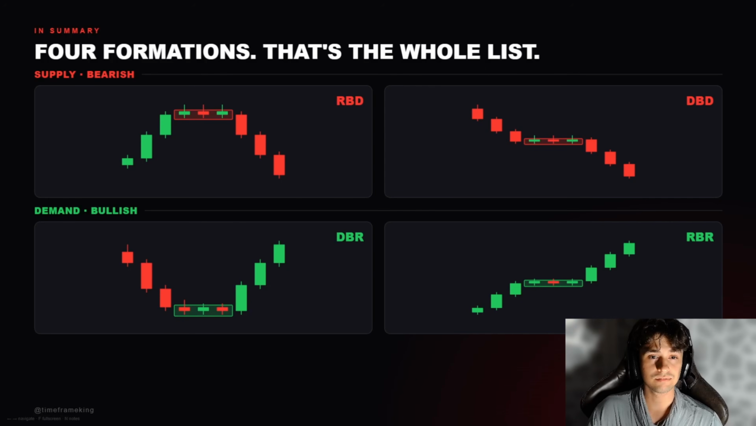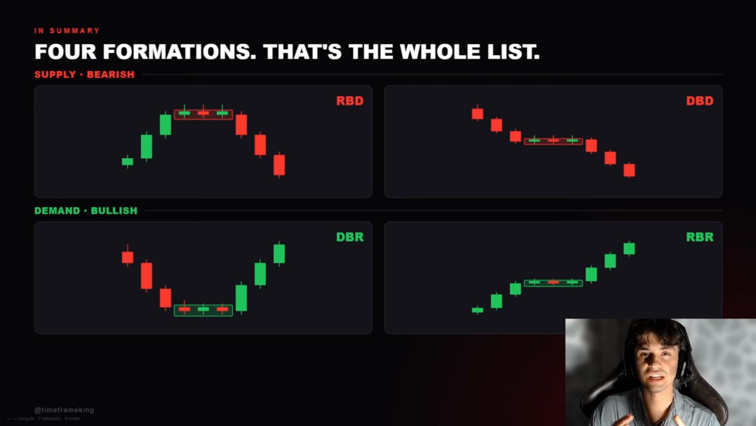So here it is, the whole list. Four formations, that is everything. On the supply side, rally base drop, drop base drop. Both of the leg outs there, as you can see, are drops, okay? And for demand, it's bullish underneath there. Drop base rally, rally base rally, and both of the leg outs were rallies. All right. You want to pause the video and screenshot this. This is genuinely the only cheat sheet you're going to need. I'm not even lying to you, okay?